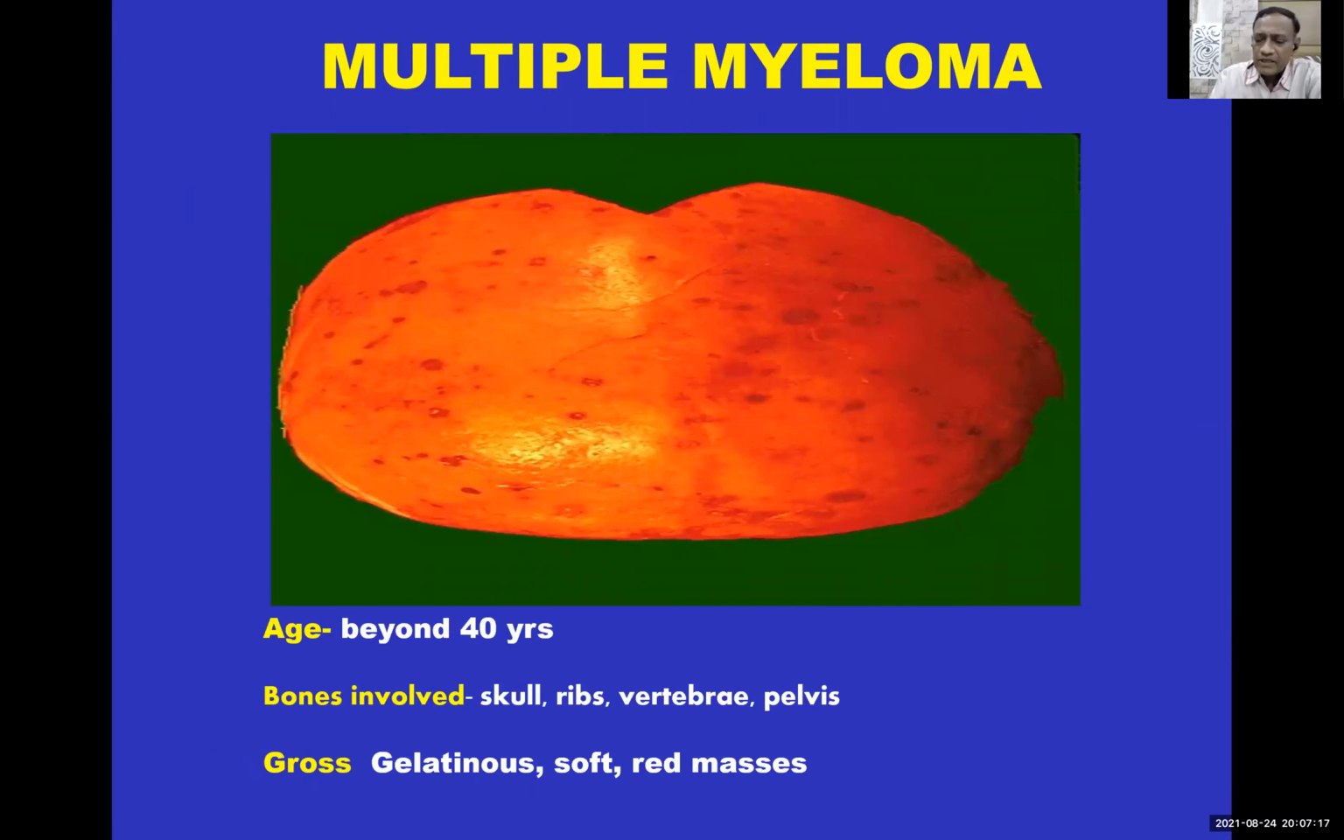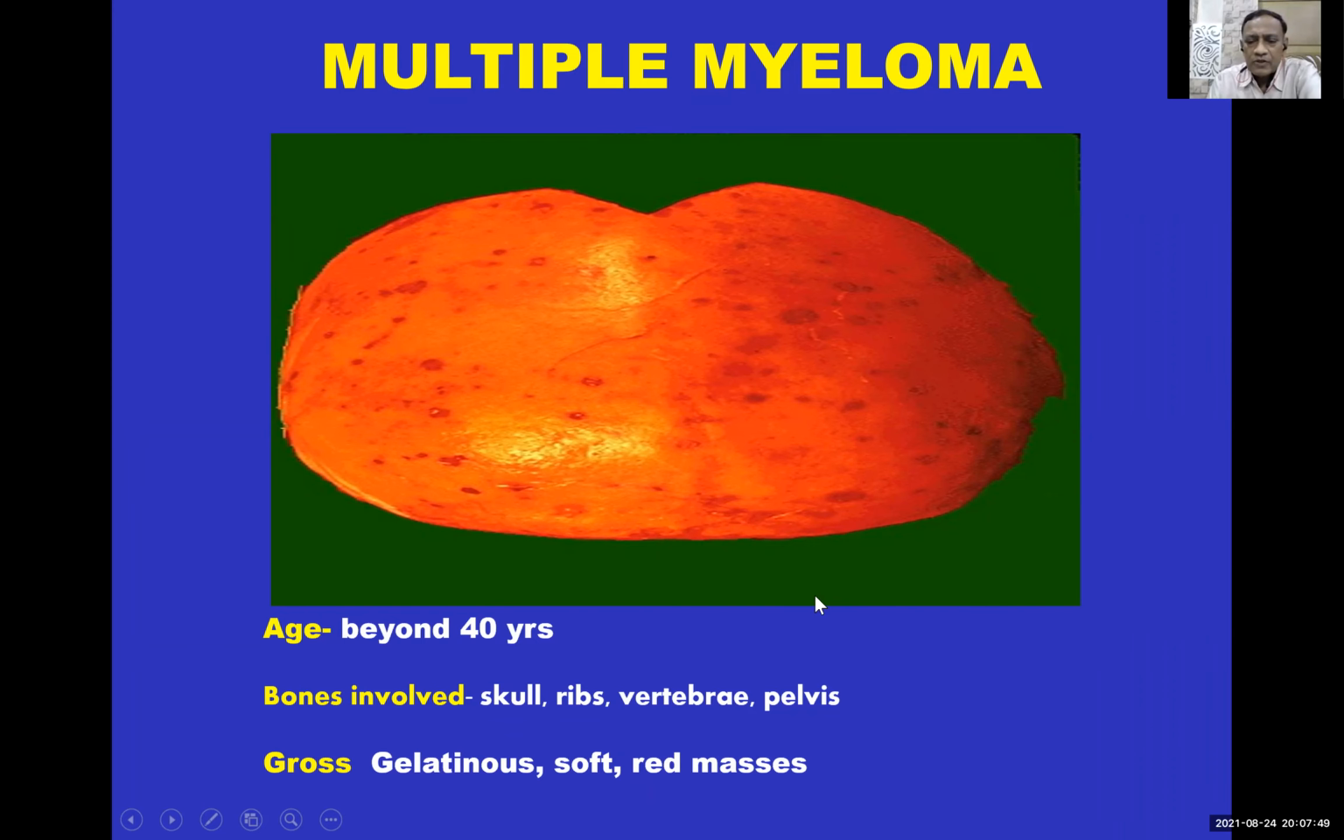The next specimen is of multiple myeloma. The bones which are affected are the bones which contain red bone marrow in the elderly population, usually about 40 years. And what are those bones? These are the skull bones, ribs, vertebrae, and pelvis, because these bones contain the red bone marrow after the age of 40. And these multiple or solitary masses are gelatinous, soft, and red masses.